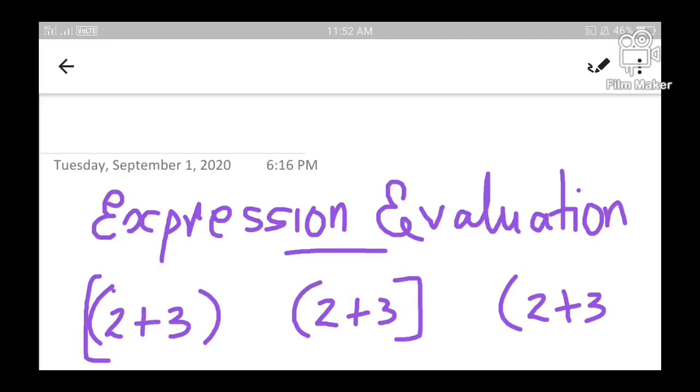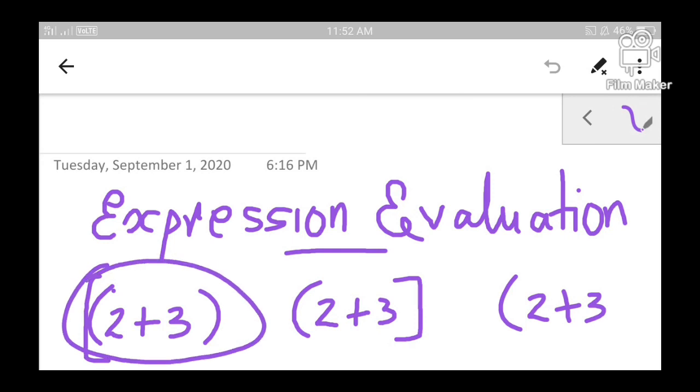Welcome you all. Today we are going to learn about expression evaluation. What is this expression? Consider the given three examples. This is a typical example for an expression. Now, what is an expression?